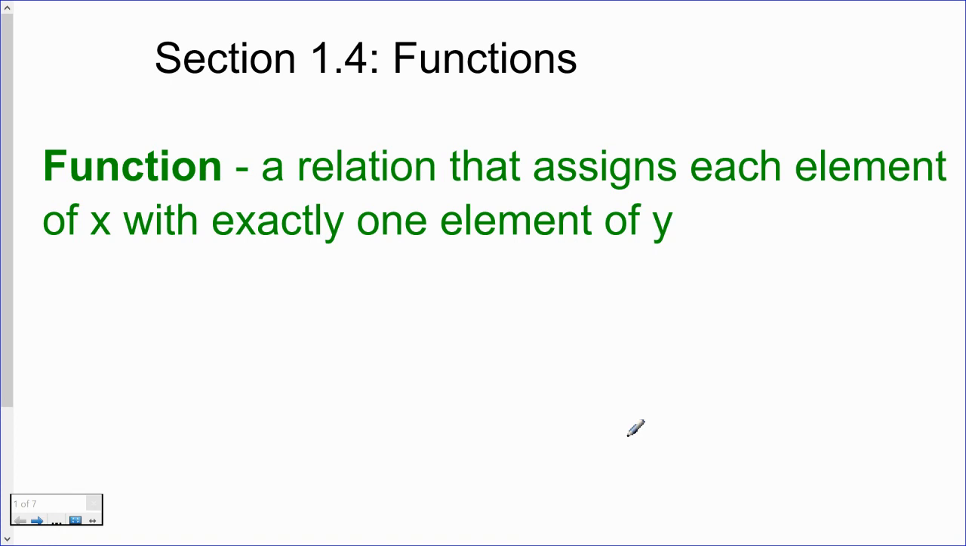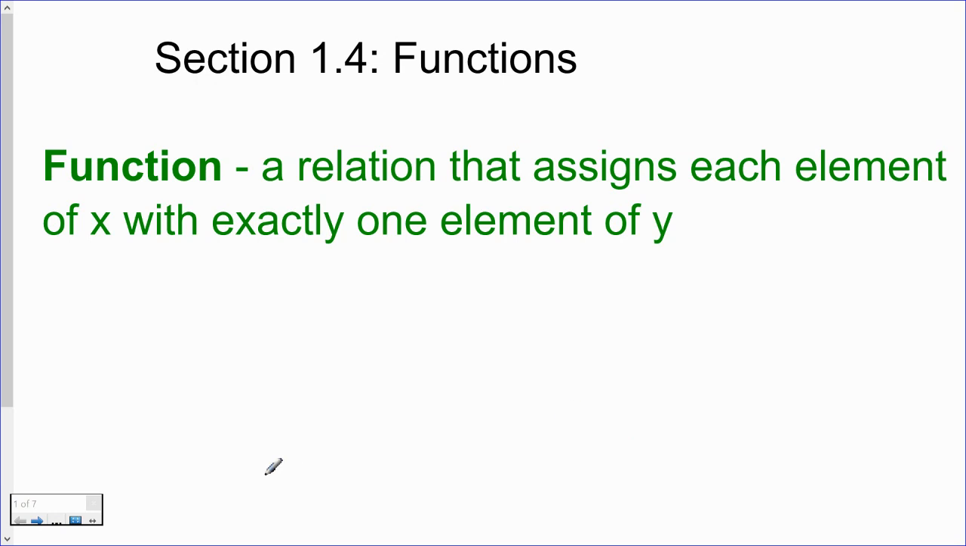So any x value, we also call those domains or inputs, is assigned with only one y value or an output, or we also like to refer to that as range as well. So for example, that typically means we don't want to have repeating x values. So we can't have 12 comma 5 and 12 comma 17. If we have 12 comma 5 and 12 comma 5, that's okay because an element of x being 12 is assigned to only one y value of 5.